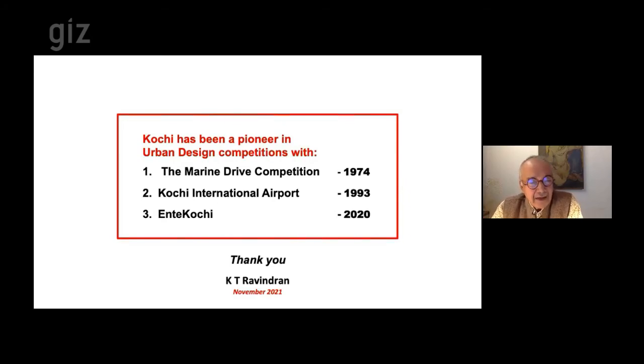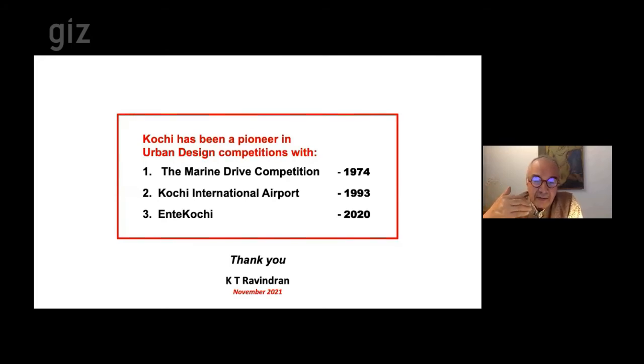Now, the third thing is this EnteKochi competition, which happened in 2020, which we have just now been talking about. You're all aware of its multidimensional nature. But one interesting thing is that the Marine Drive competition would not have been possible today because it is done on reclaimed land. That reclamation would have been a terrible idea in the current perspective. At the same time, the Cochin International Airport was in fact built on the riverbed of the Periyar River. That's why we have such horrendous flooding in that airport. And there's no getting away from it. It's a fact that we have to face. But if you look at the EnteKochi competition, it has actually tried to mitigate.